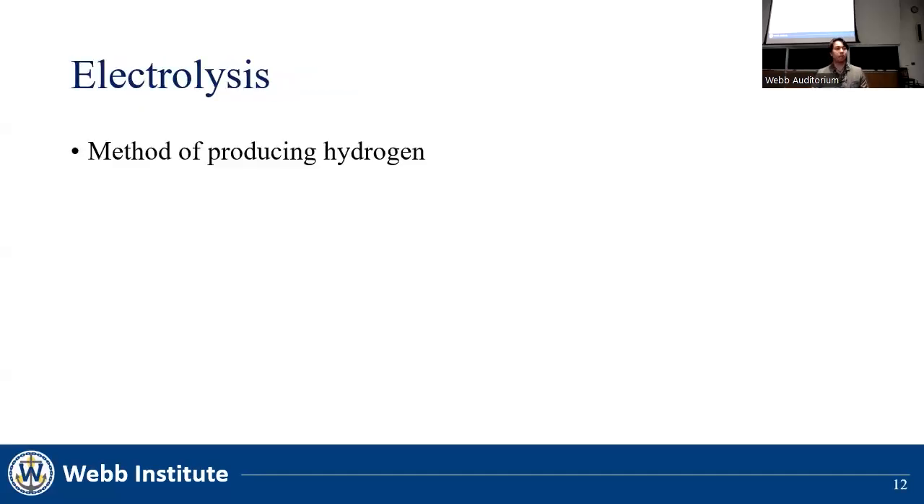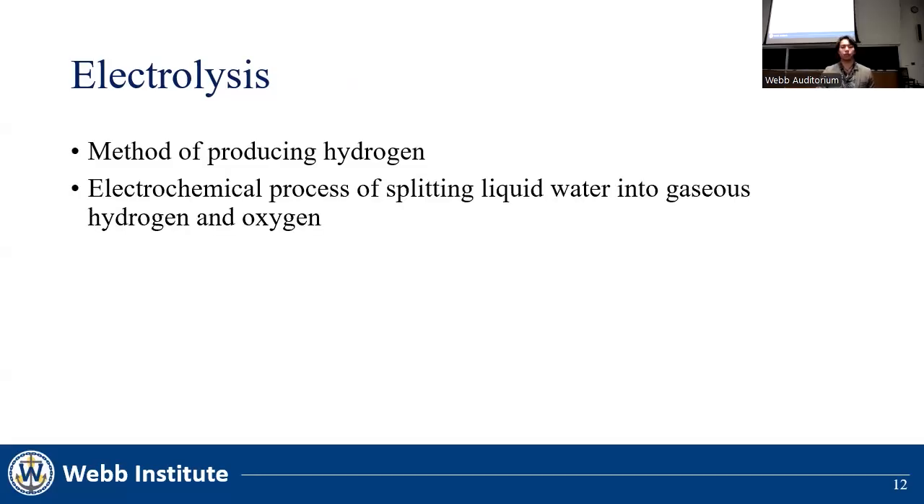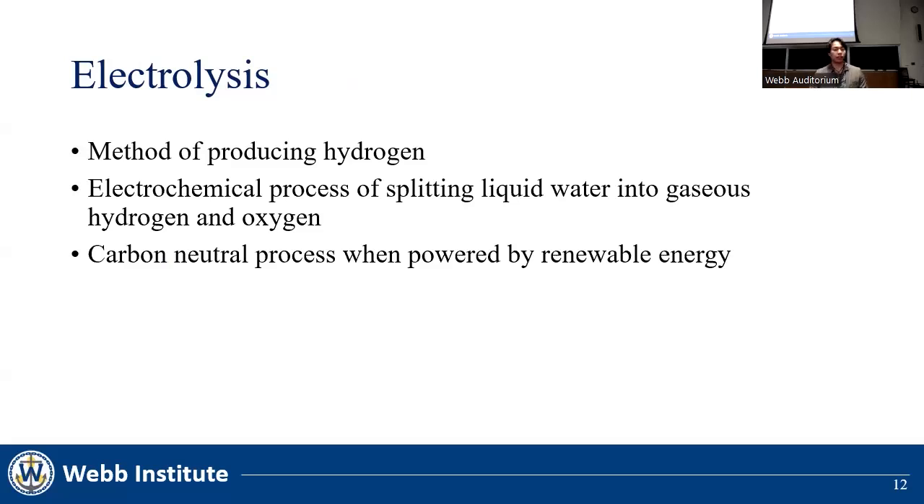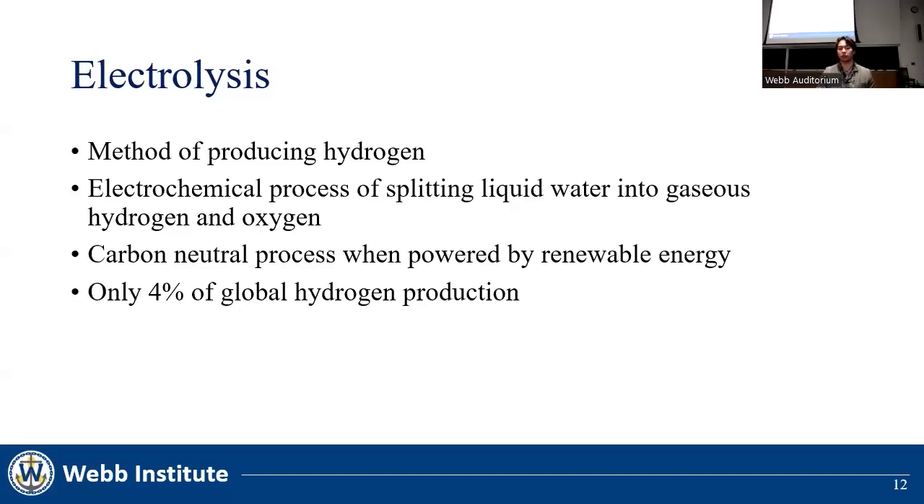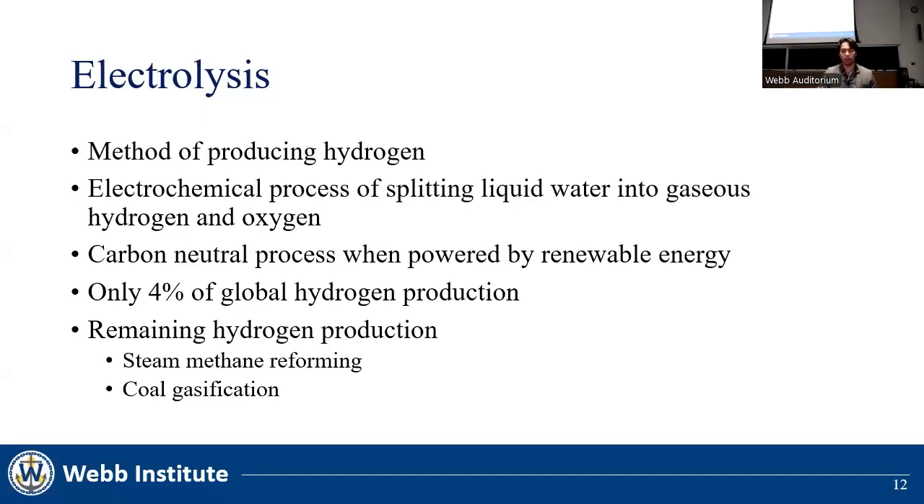So electrolysis is a method for producing hydrogen. It is the process of splitting liquid water into gaseous hydrogen and oxygen. It is a carbon neutral process when it is powered by renewable energy. However, only 4% of global hydrogen production is through electrolysis. The remaining hydrogen is produced through fossil fuel-based methods such as steam methane reforming and coal gasification. These methods, because they use fossil fuels, contribute to greenhouse gas emissions. For hydrogen to meaningfully contribute to decarbonization, it must be produced using renewable energy sources.